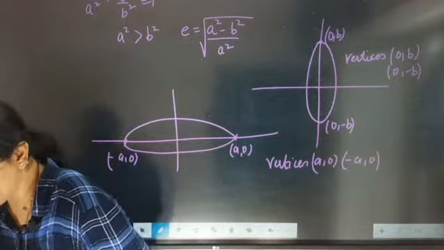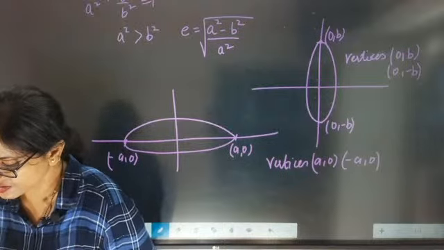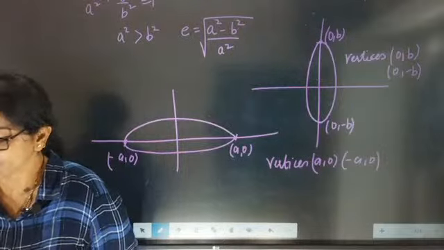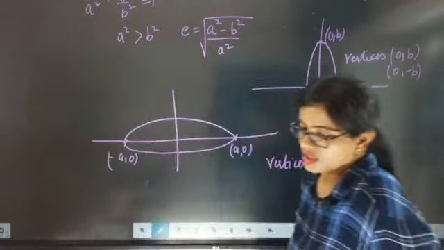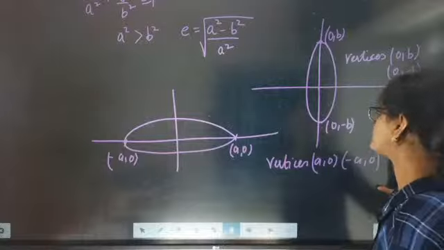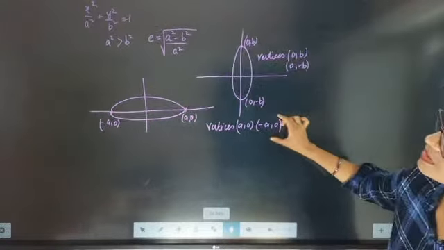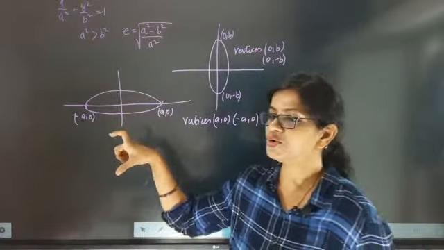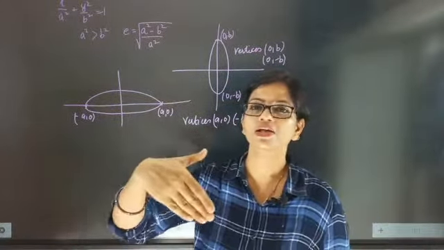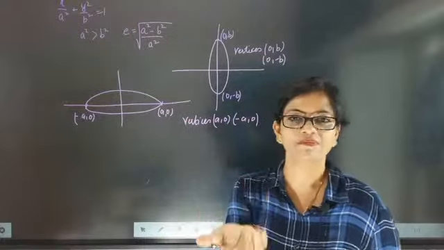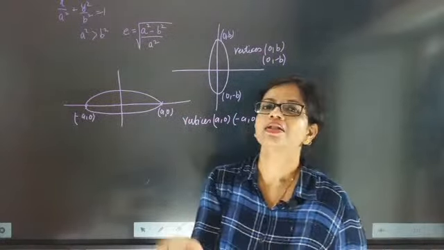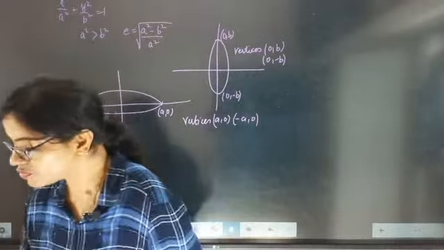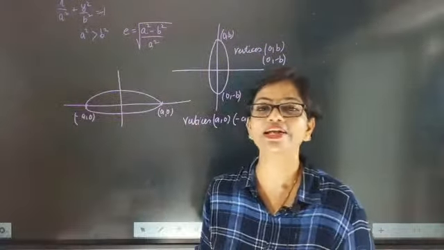Major axis, minor axis, vertices, foci are ae comma 0 and minus ae comma 0. That point also we have discussed. The major axis will be 2a and the minor axis will be 2b, beta. When the ellipse is the other way, resting on the y-axis, the major and minor axes will change, and at that time the vertices will also change. That shift I am going to teach you tomorrow. But before that, I am going to discuss ordinate and double ordinate.